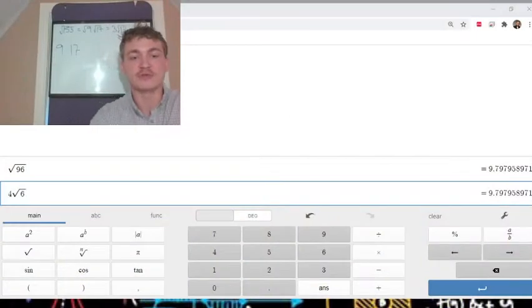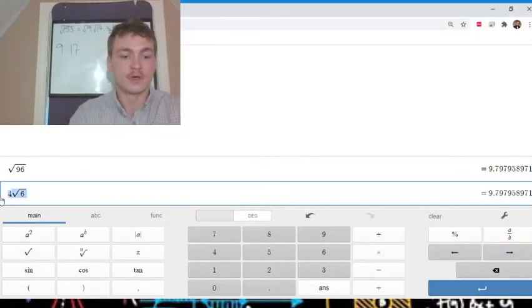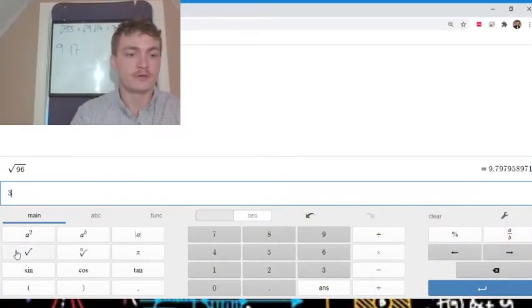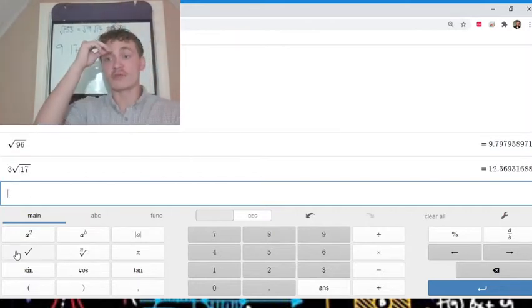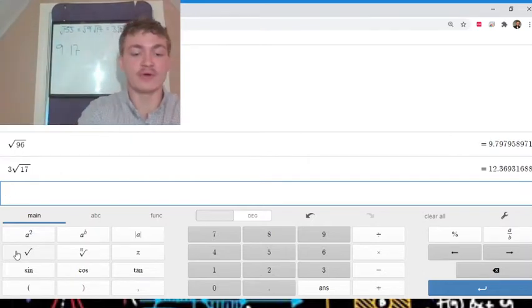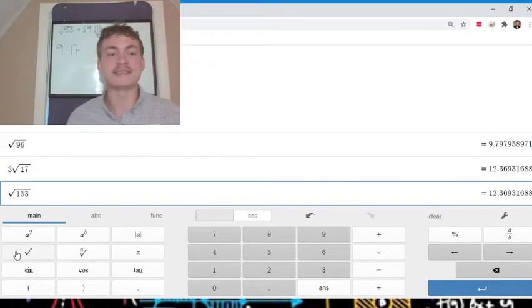We can even go to Desmos to confirm this. 3 square roots of 17, so 3 multiply the square root of 17. All right, 12.369, and those numbers are irrational. This is an irrational value. Let's go ahead and type in the square root of 153. And we see here we get the same exact value.